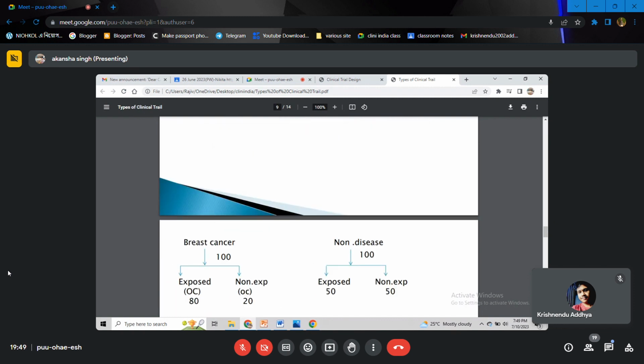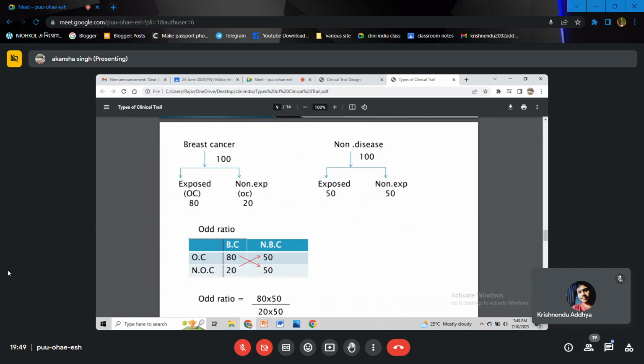Okay, so in this retrospective case-control study, we take a disease as the outcome, which is breast cancer.